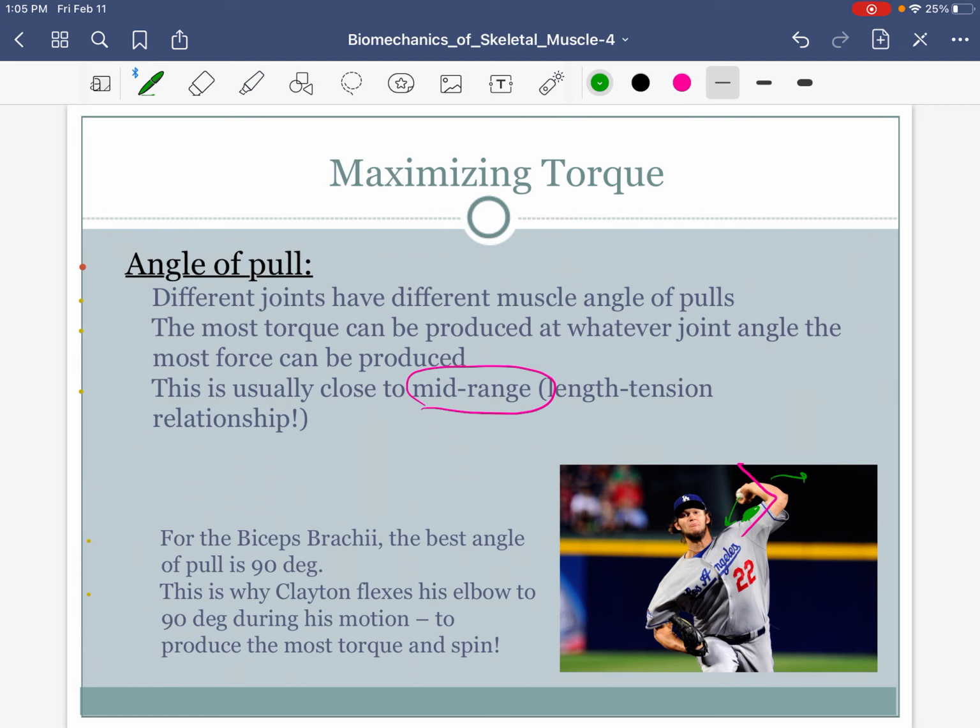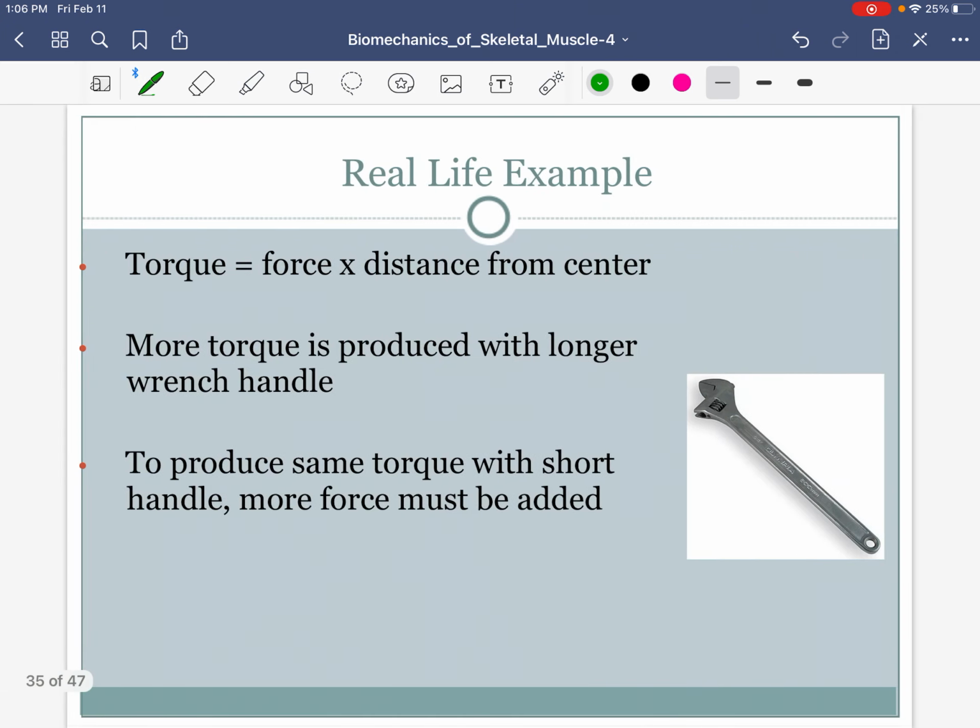Most of the time, the muscle is going to be able to produce the most force at mid-range. And that means that in order to generate the most force and most torque, you want to have that muscle in mid-range, not fully contracted or flexed, not fully extended or relaxed. And you can also produce the most torque. Just some things for you to chew on, right?